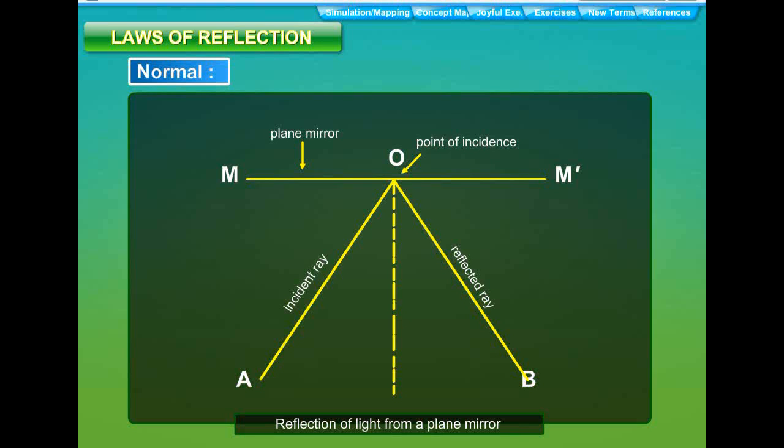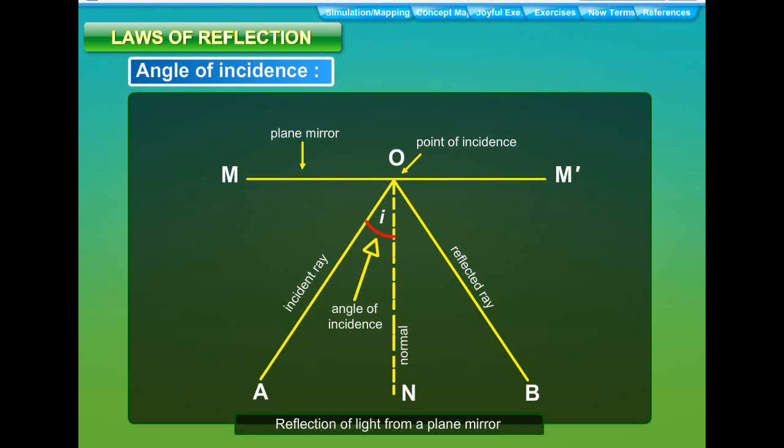Normal. The normal is a line drawn at the right angle, perpendicular to the mirror surface at the point of incidence. The dotted line ON is the normal to the mirror surface MM at the point of incidence O. Angle of incidence. The angle which the incident ray makes with the normal at the point of incidence is called the angle of incidence. Angle AON is the angle of incidence. It is represented by the letter I. I is equal to incidence.